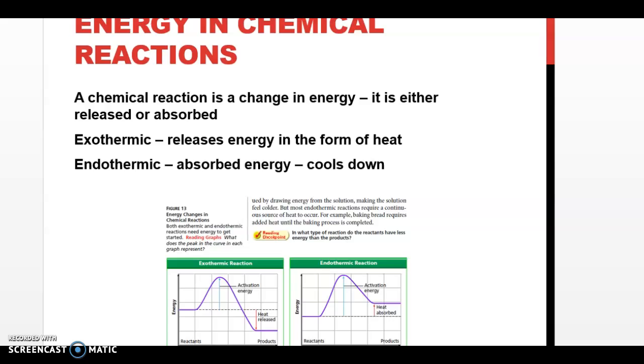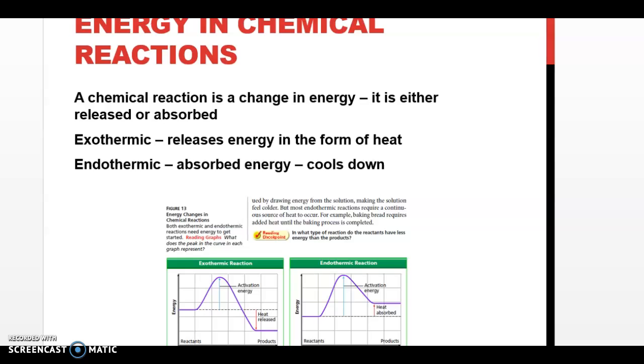For instance, if you ever use one of those ice packs, maybe you break it apart and all of a sudden it starts to cool down. So you can use that ice pack without actually having ice in it. That is an endothermic chemical reaction. There are chemicals in that ice pack that, when you break it apart, the reaction creates a cool down. So it causes energy to be absorbed.